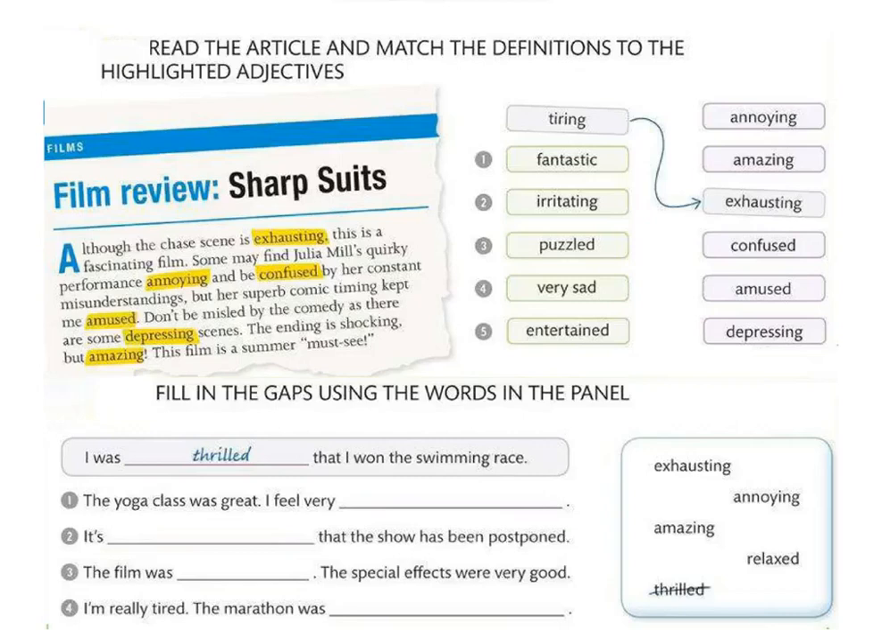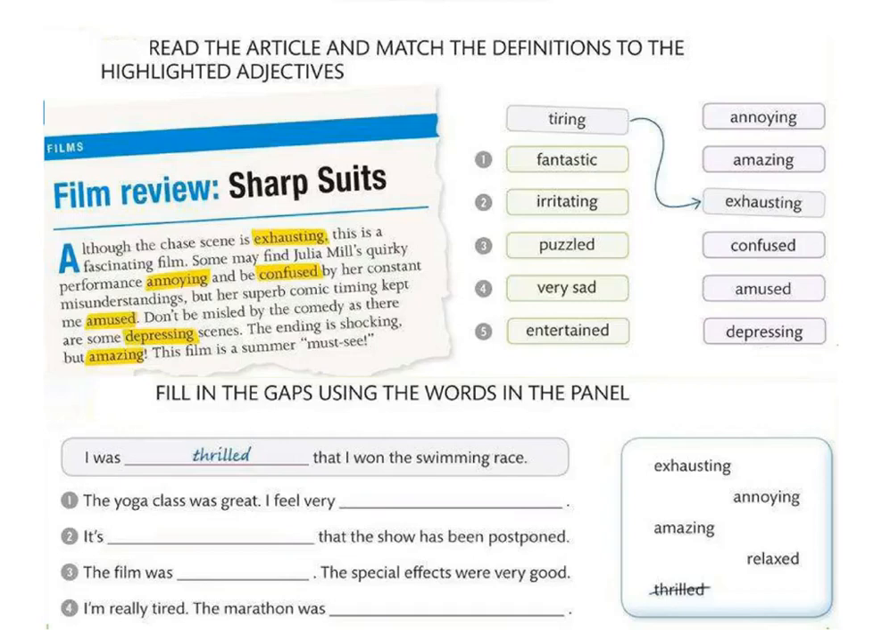Tiring, something very tiring. We say exhausting, it makes you feel exhausted. Because, for example, here, the chase scene is exhausting. The chase scene is a scene they filmed with chasing, someone running after someone or after something. It is exhausting, so it's very, very, very tiring. Actually stronger than the word tiring. It's very tiring, exhausting, okay? Or something that makes you exhausted.